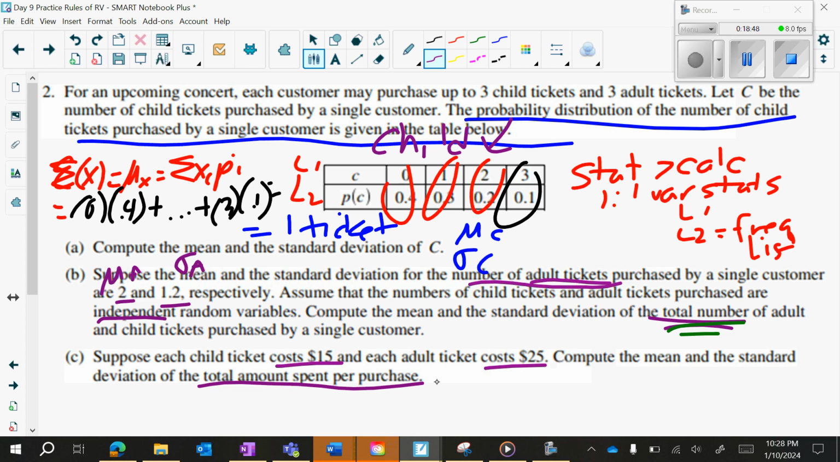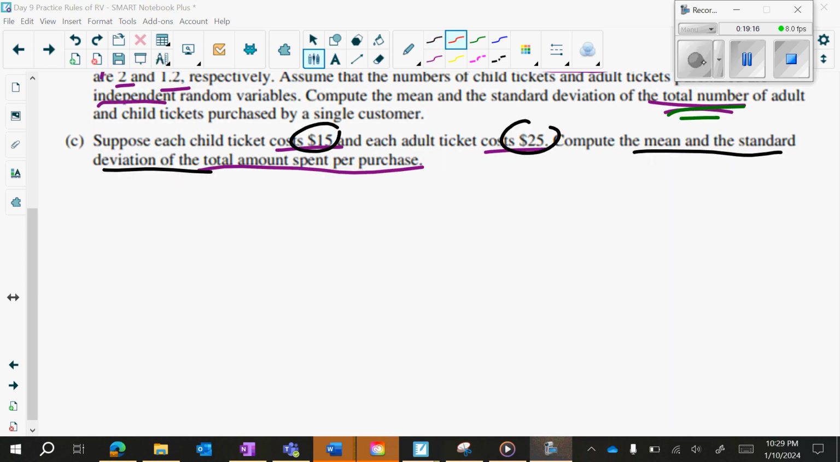Okay, so now we're incorporating another component here, which is cost. So what do you think you're going to do with the numbers 15 and 25? You know, think about your family. If you have 2 children and 4 adults, what are you going to do with that $15 and $25? I'm hoping you're going to say multiply, right? So that is what we're going to do. We have to definitely multiply. But what are we multiplying, right? We want to find the mean and the standard deviation of the total.